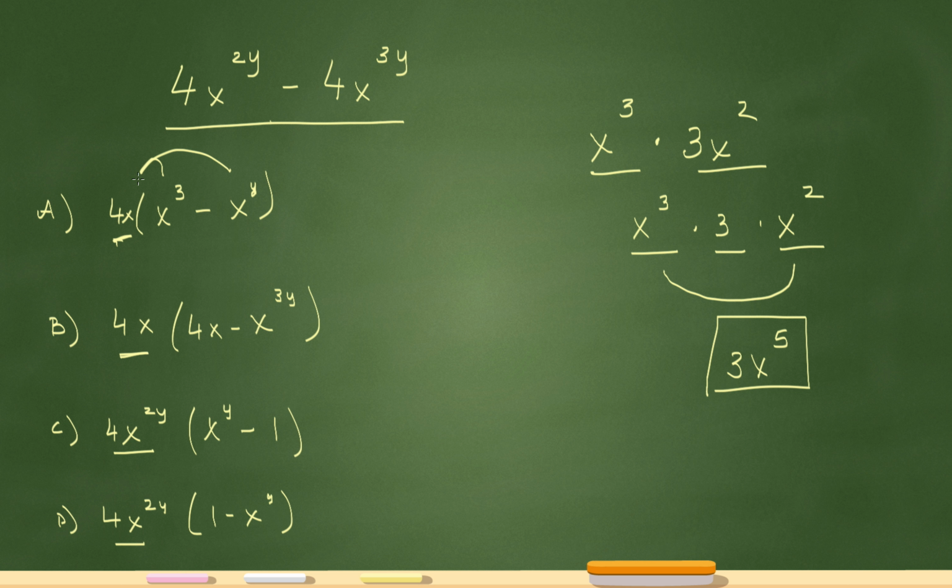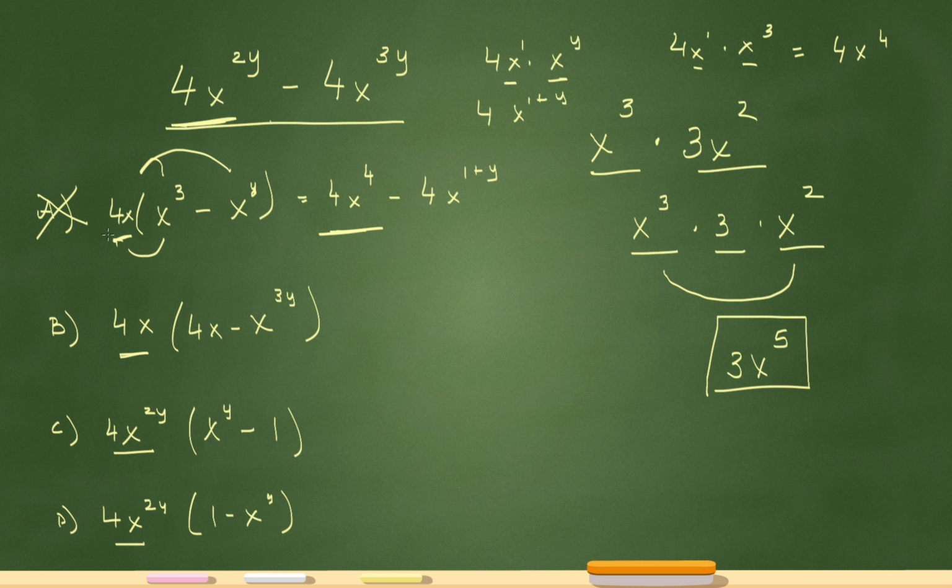So let's distribute this one. 4x times x cubed, similar to this, right? I'm going to write this one out. 4x times x cubed. You have the same base, there's an imaginary 1 there, so this becomes x to the fourth, and you still have the 4 sitting around. So this times that is 4x to the fourth, and this times that will just be minus 4x to the 1 plus y. And here's why. 4x times x to the y. Same base, so you add your exponents. So that'll become x to the 1 plus y, and then you have the 4 sitting around. I could have just stopped right there because it didn't match up with the first term. But anyway, I just showed you the second one too. So the answer is not A.